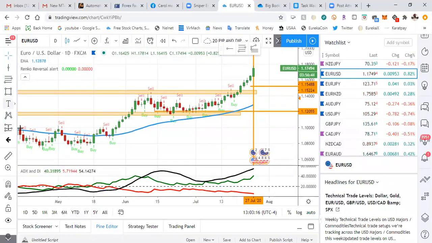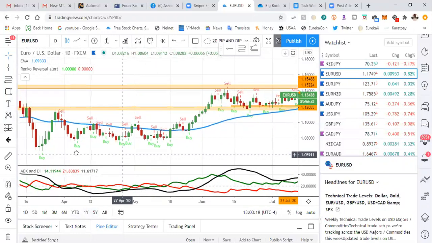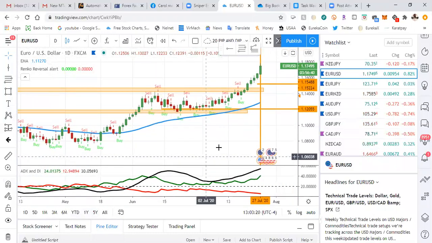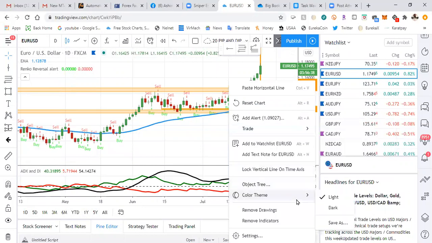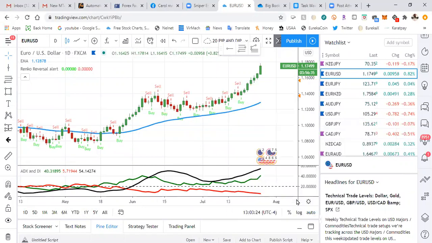So here we are on the daily right now on Euro USD. I'm literally going to take everything off the screen and we're going to start from scratch. What I can say is from the daily, we are in a strong uptrend. So that's what I see on the daily.